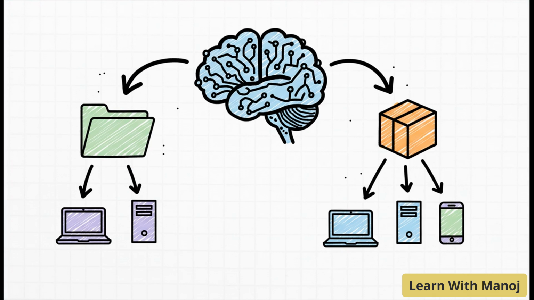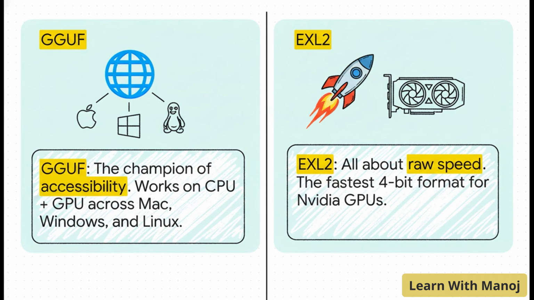Well, the answer really lies in how these super optimized models get packaged up. There are two key file formats that have really taken off to make these models portable and easy to run on the kind of hardware you and I actually have at home. And those formats are GGUF and EXL2. Let's do a quick comparison. GGUF is the champion of accessibility. It can use your computer's main processor and its graphics card, and it works on Mac, Windows, and Linux. It's just incredibly portable. On the other hand, you've got EXL2, which is all about pure, raw speed. It's made for NVIDIA graphics cards, and it is simply the fastest way to run these 4-bit models. So you get a choice. Do you want portability, or do you want maximum performance?